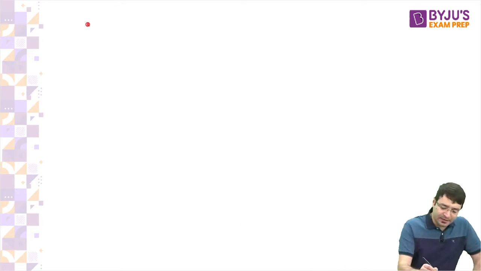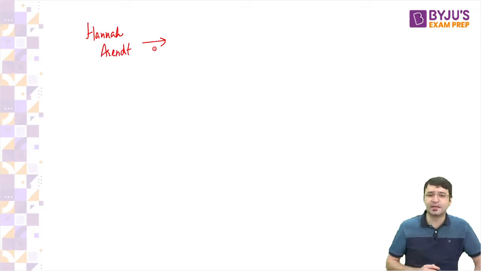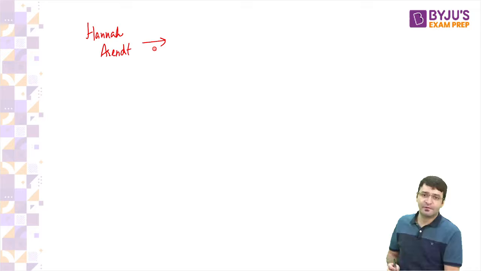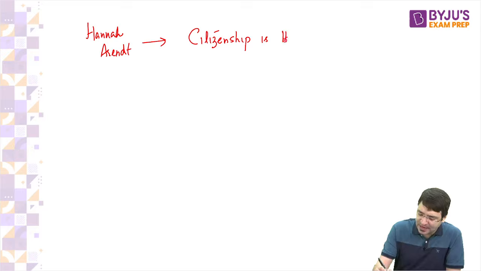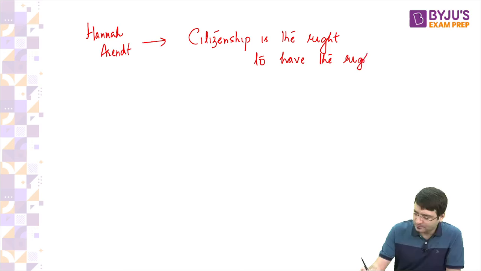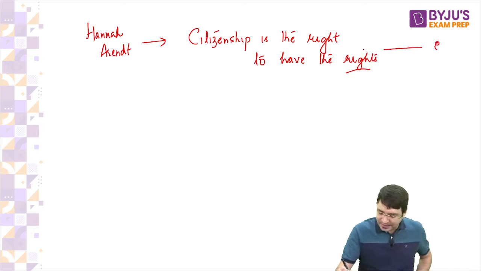Professor Hannah Arendt, American political scientist, theorist, philosopher, gave a beautiful definition of citizenship. She writes, citizenship is the right to have rights. Rights means claims.